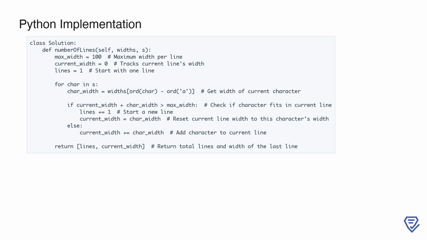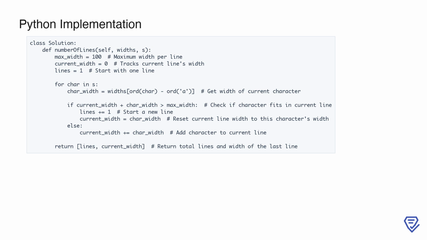2. Iterating through the string. For each character in the string s, the width of the character is determined using widths[ord(char) - ord('a')]. Here, ord(char) gives the ASCII value of the character, and subtracting ord('a') maps it to the correct index in the widths list.